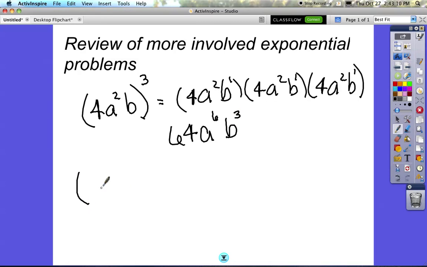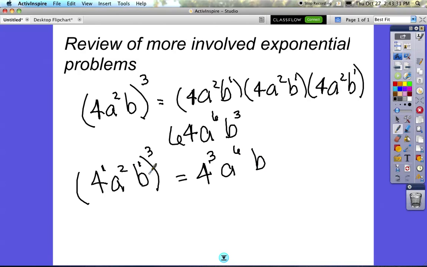Now, if you want to use method number 2, you may want to go ahead and put a 1 right here and a 1 right there. And then you go back to when you raise a power to a power, you multiply. Then the only thing you have to work out is 4 cubed, which is 64.